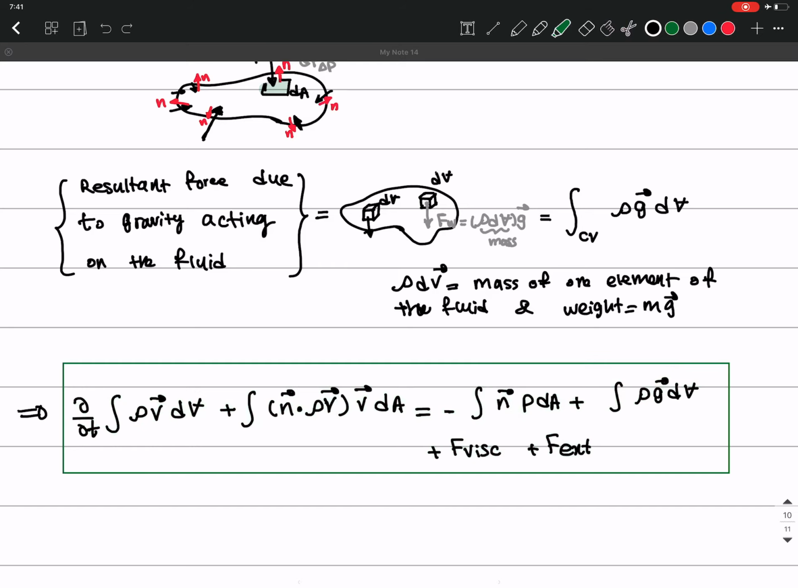So again, in the next lecture, I'm going to solve some examples of this, and after that, we are going to derive the continuity and momentum equations in differential form using Gauss's or the divergence theorem. Thank you very much, everyone.